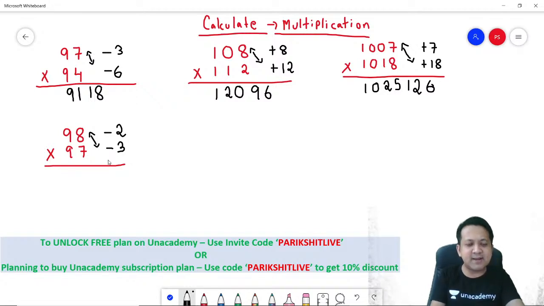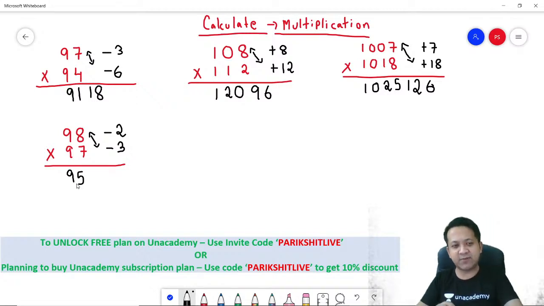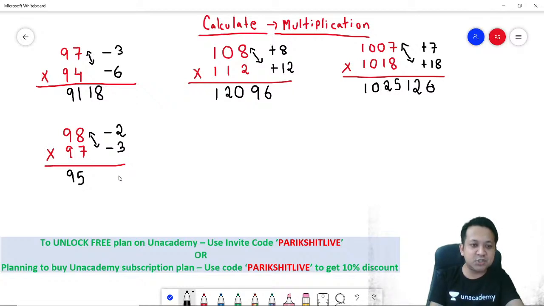So 98 minus 3 or 97 minus 2. However you want to cross, you get the same answer. So 98 minus 3. How much will you get? 95. Step 3. Multiply the differences. So minus 2 into minus 3. How much is it? 6.